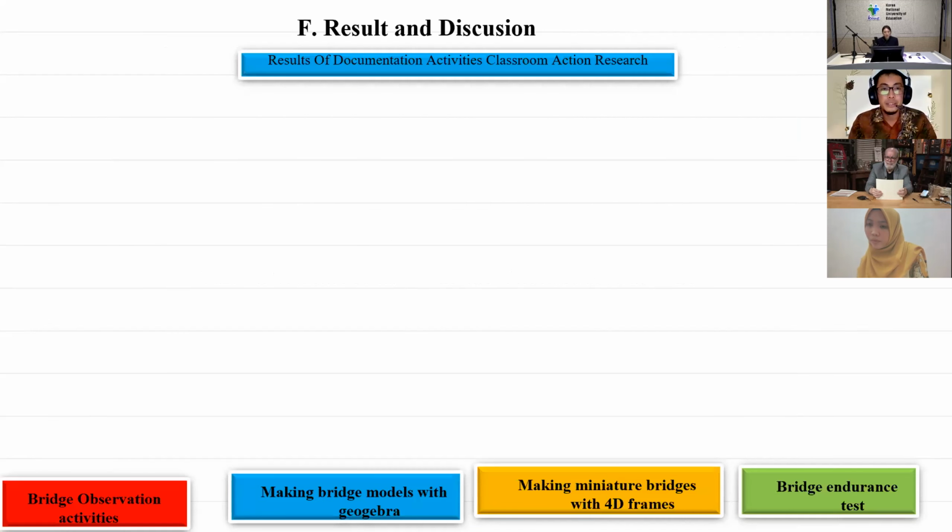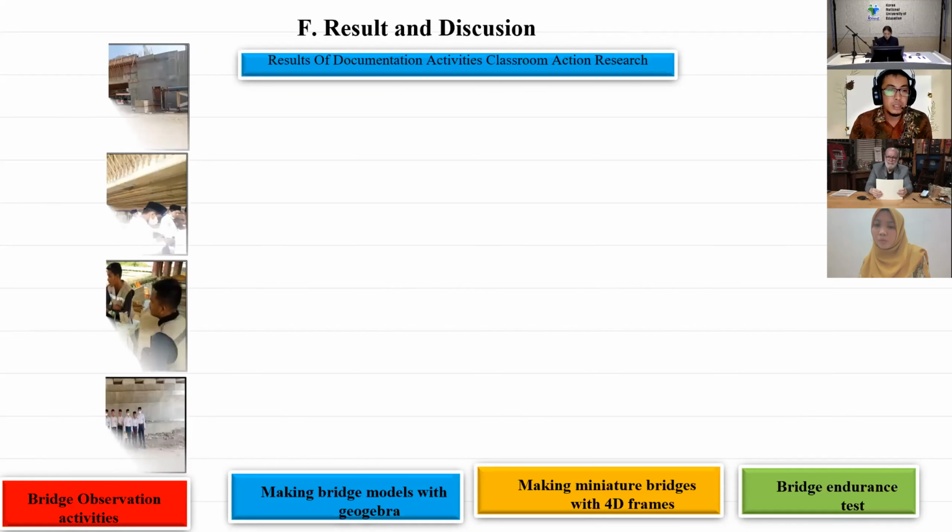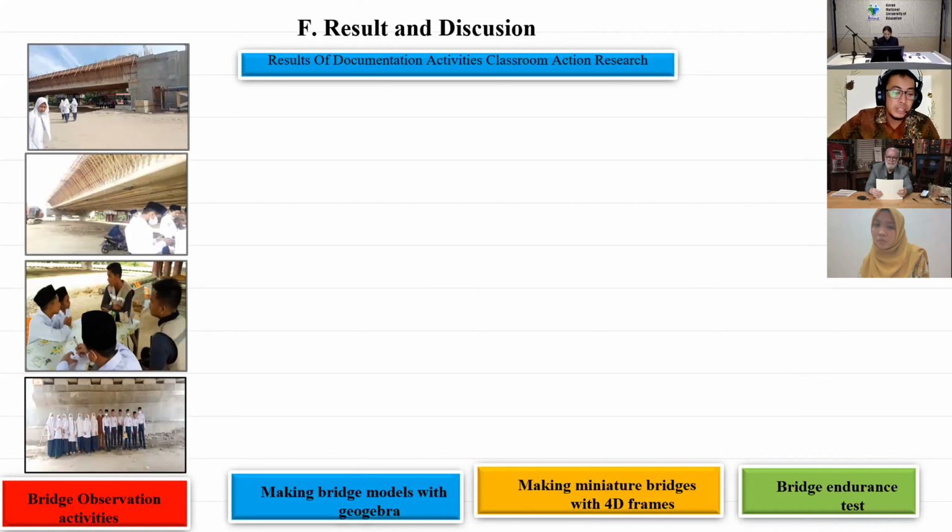And then there is an increase in learning outcomes. Next, the results of the documentation of the classroom action research activities. Number one, we have the observation activities, like in this picture. At the time of the observation, I and my students went to the Perla Bridge, which was being repaired by a car. The students in groups interviewed the bridge experts, like engineering employees, to explore the extent of the condition of the Perla Bridge. The students and I also observed the environmental condition around the bridge, and all the data obtained were used as material for sketching the bridge.